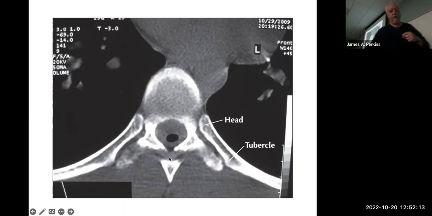Then right where the two laminae join together, you have the spinous process projecting posteriorly right in the midline. And then extending laterally from the lamina, you have a pair of transverse processes. This would be the transverse process on the left and the transverse process on the right. Then we see a couple of ribs shown here articulating with this thoracic vertebra. And here's the tubercle out here articulating with the transverse process. And here's the head of the rib articulating with the vertebral body of this vertebra as well as the vertebra immediately above it, which you can't see because it's a cross-sectional view.